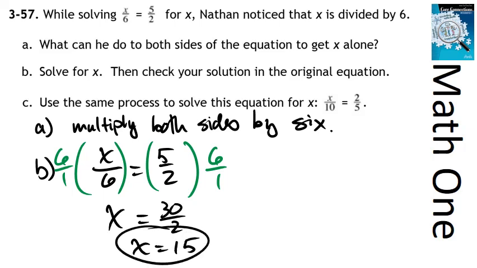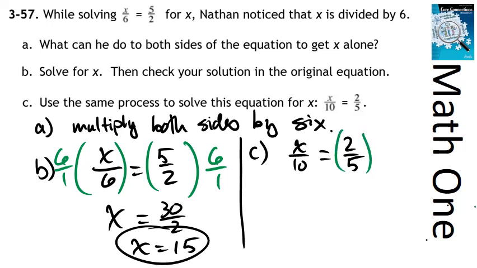That's great, right? Now see, C says use the same process to solve this equation. Okay, so let's make a little room for question C. I'll put it right here. The equation for C is x over 10 equals 2/5. You know what? I'm going to choose to multiply both sides by 10. I like it. So times 10 over 1, times 10 over 1.